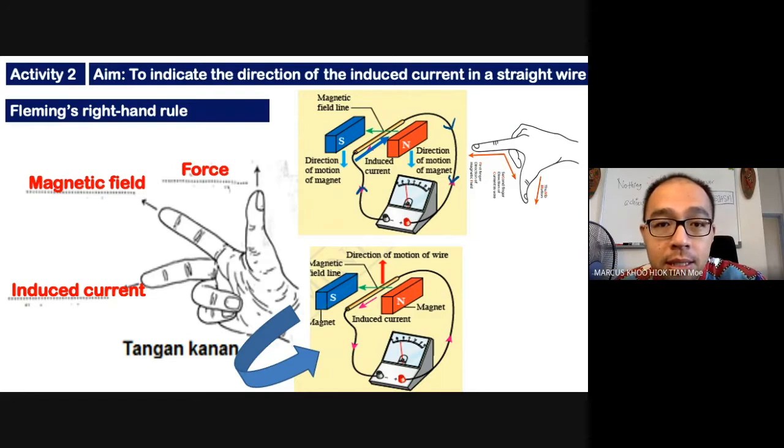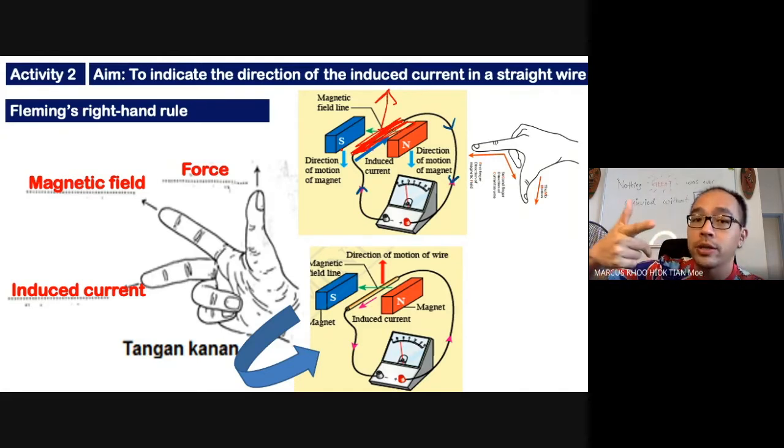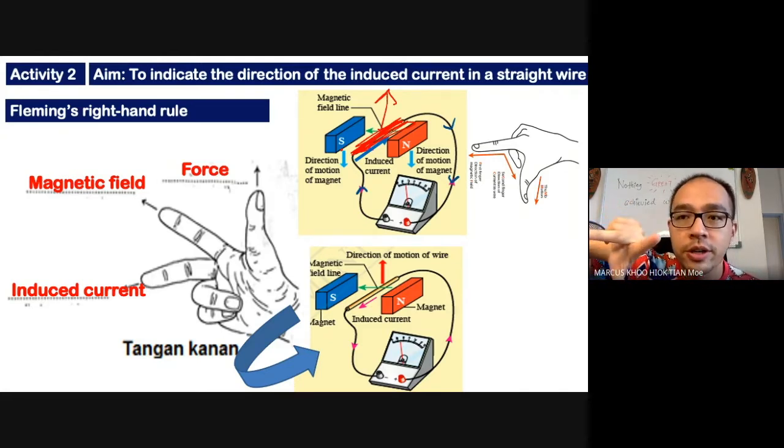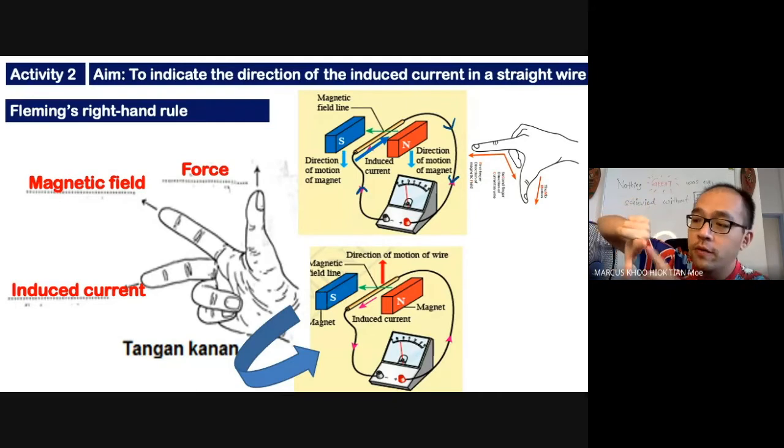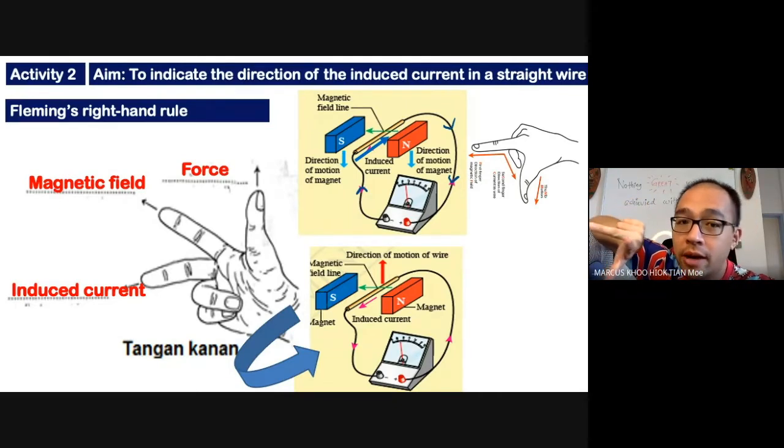Since the direction of the motion of the magnet is going down, this part that is carrying the current will seem as if it is moving upwards. So you point this one upwards. Oh, sorry, it should be pointing downwards. So the direction of the motion is downwards, north to south is here. You find that the direction of the induced current is going in, entering here. So when you follow, this is wrong. Actually, it should be pointing towards the right.